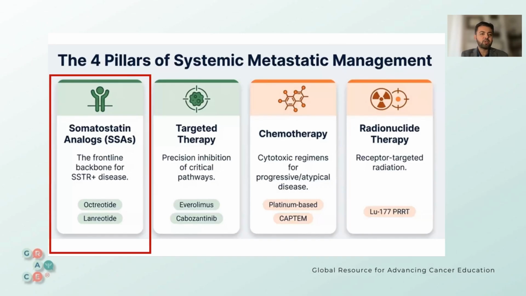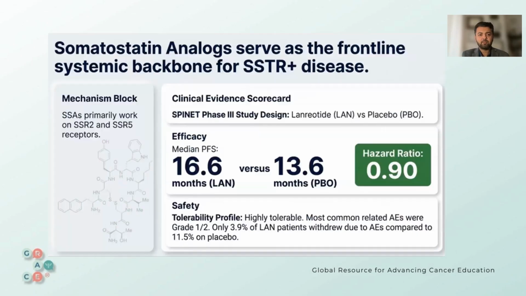So first and foremost, somatostatin analogs. They form the frontline backbone for SSTR positive, which is somatostatin receptor positive disease. Octreotide and lanreotide are the two main treatments available, and they serve as the frontline backbone for this treatment. Usually they primarily work by blocking the SSTR2 and SSTR5 receptors.